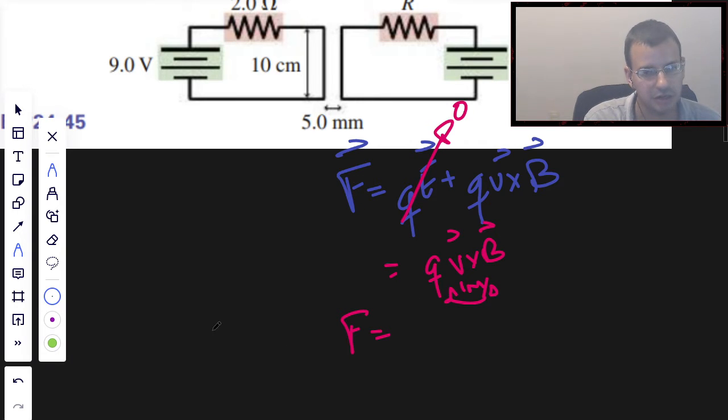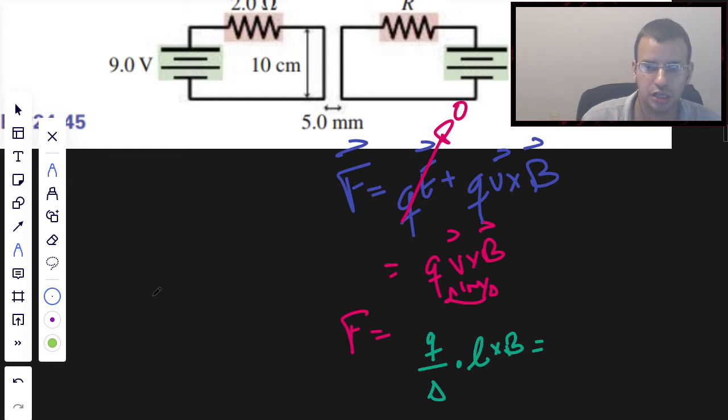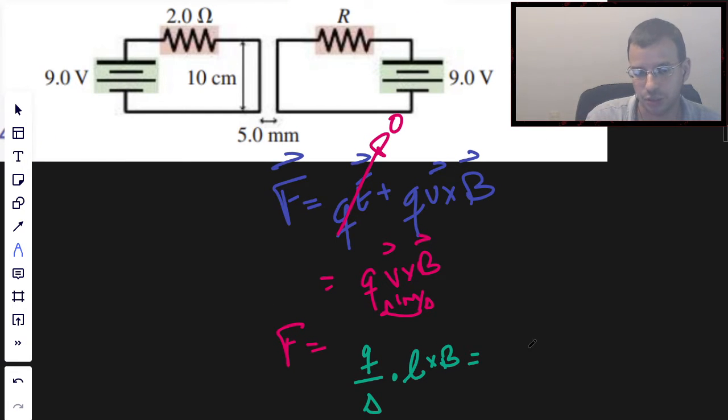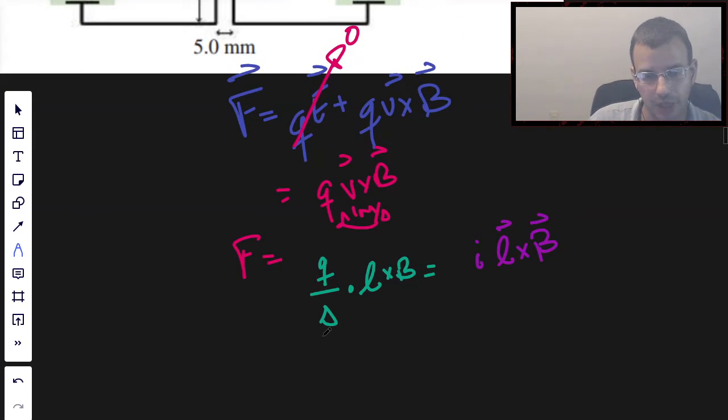And so what we have here is charge per second times length cross B. And charge per second, well, that's just current. Current is measured in amps, and it is charge moving through a wire per second. So we get the formula I, L cross B, where the direction of L is the direction of the current moving through the wire. So this is the formula we are going to use, F equals I L cross B.